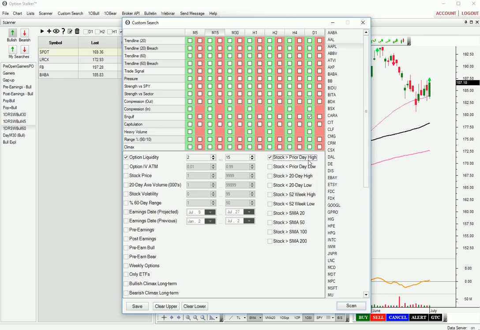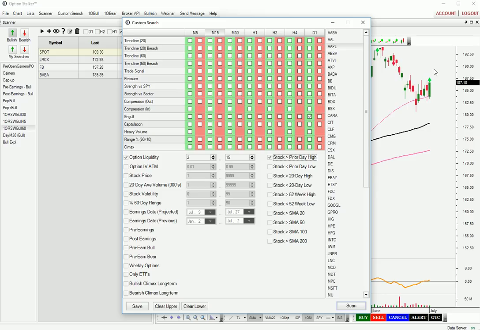And if you've got a market that's selling off, and the day before we had a bullish engulfing pattern, and the stock has been able to shrug off negative market price action and eclipse the prior day high, folks, I'm telling you, we've been using this in the Option Stalker chat room. It is a fantastic search, especially when we get a down open.